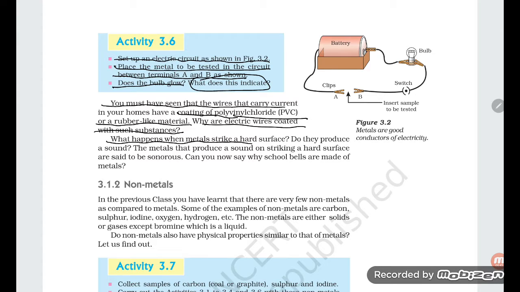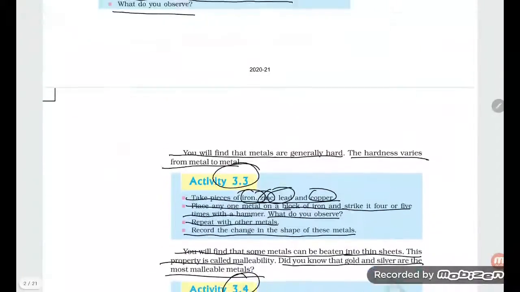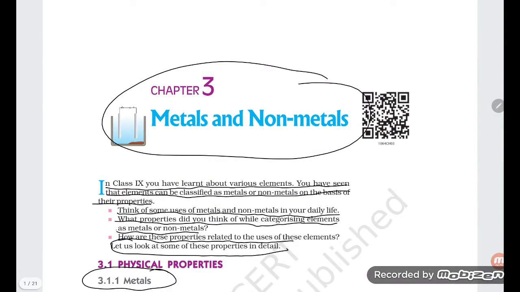What happens when metals strike a hard surface? Do they produce a sound? The metals that produce a sound on striking a hard surface are said to be sonorous. Can you see why school bells are made of metals? Because they are sonorous. Metals are good conductors of heat and electricity. So, now we will go for the non-metals, students.